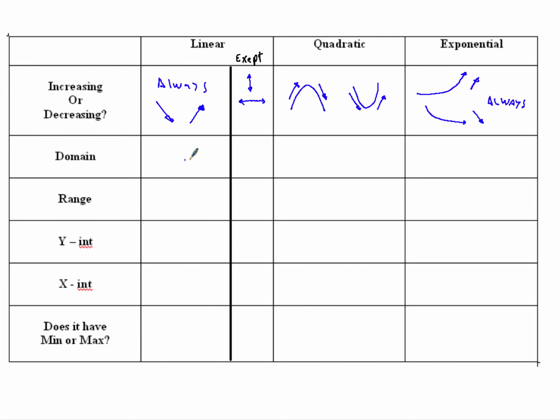Domain. Well, do all straight lines go on forever and ever? X belongs to the real numbers. Are we going to say yes? All of them do, except for one kind of line. And you can tell me in a sec.